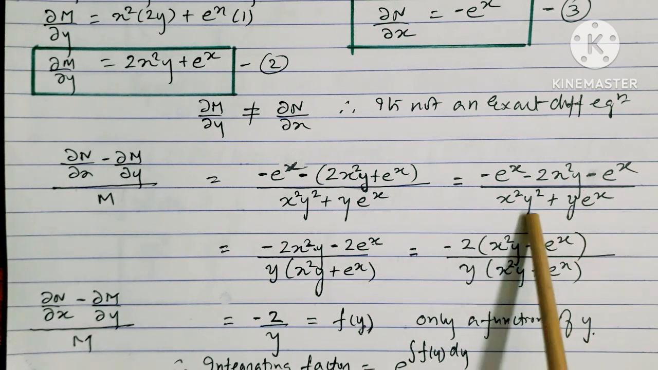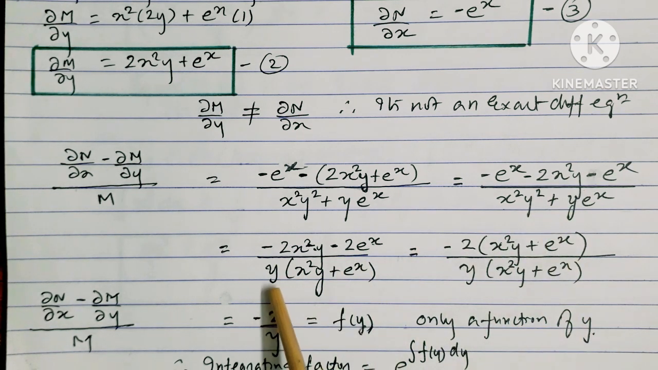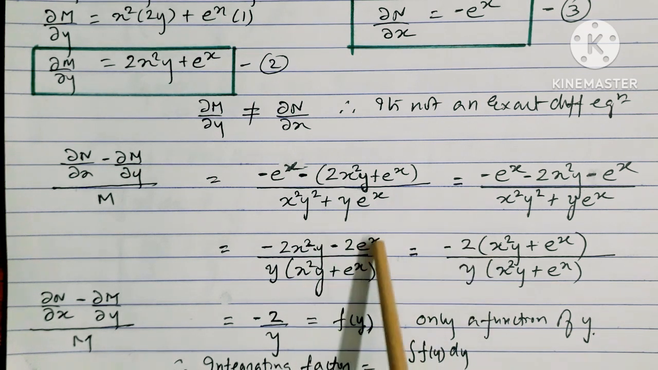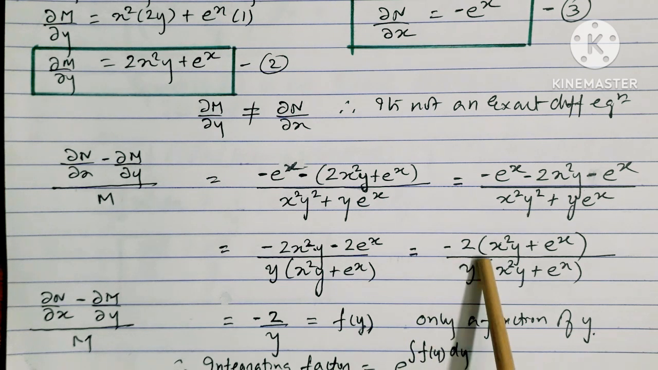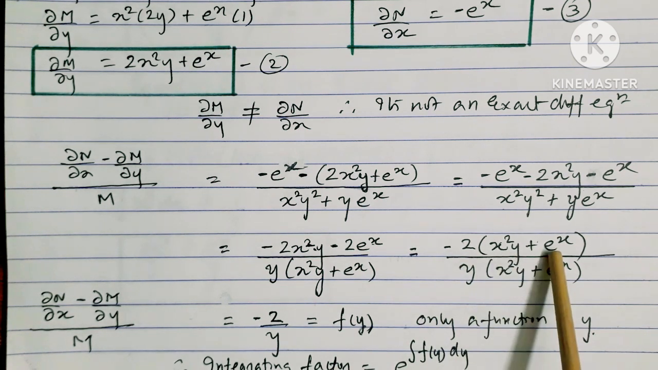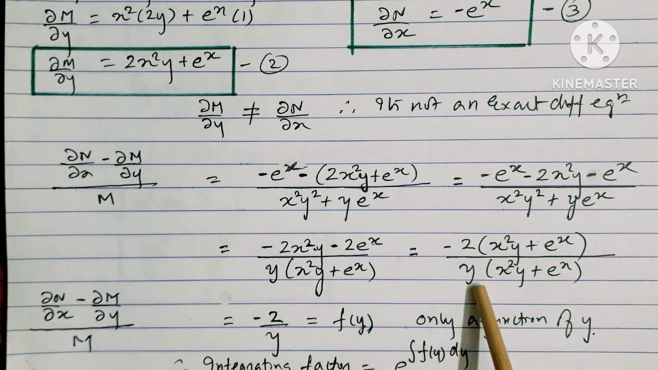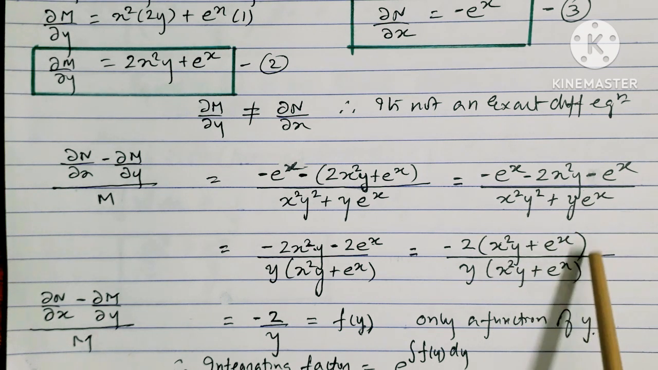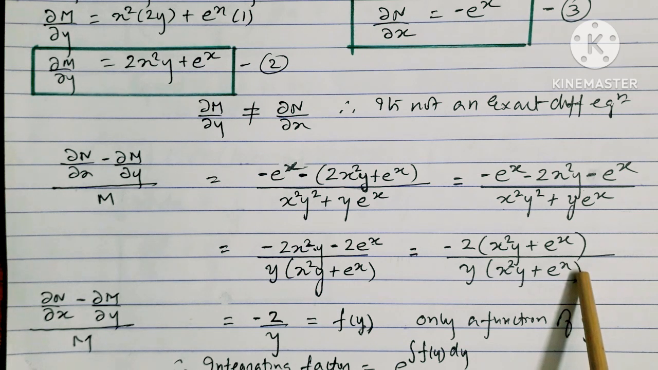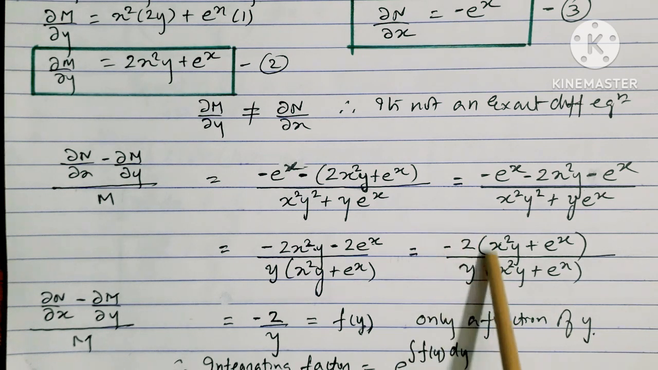Now in the denominator we can pull out the y common, so the denominator would be y into (x²y + e^x). Now again over here in the numerator we can pull out the negative 2 common outside. So this would be −2(x²y + e^x) upon y(x²y + e^x). Now this term x²y + e^x will cancel out in the numerator and the denominator, and we will be left with −2/y.